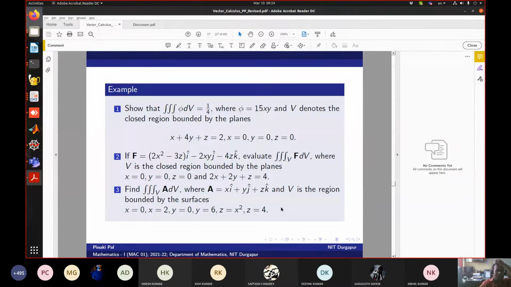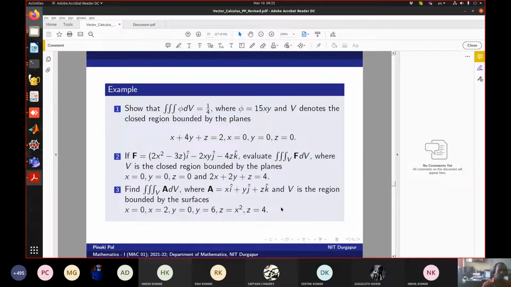So what is the basic technique? Once we understand the region in space very carefully, then we will take a projection of that three-dimensional space on the xy plane. That projection will help us to determine the range of x and y, and for each point on that projection, we have to look at the range of z. That will determine the limits of x, y and z.